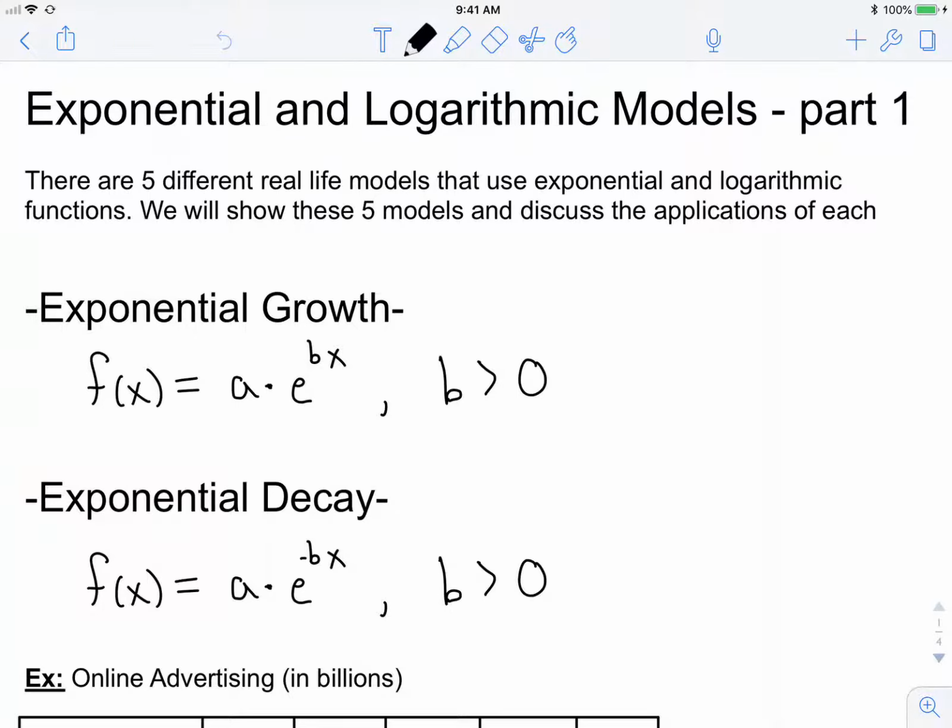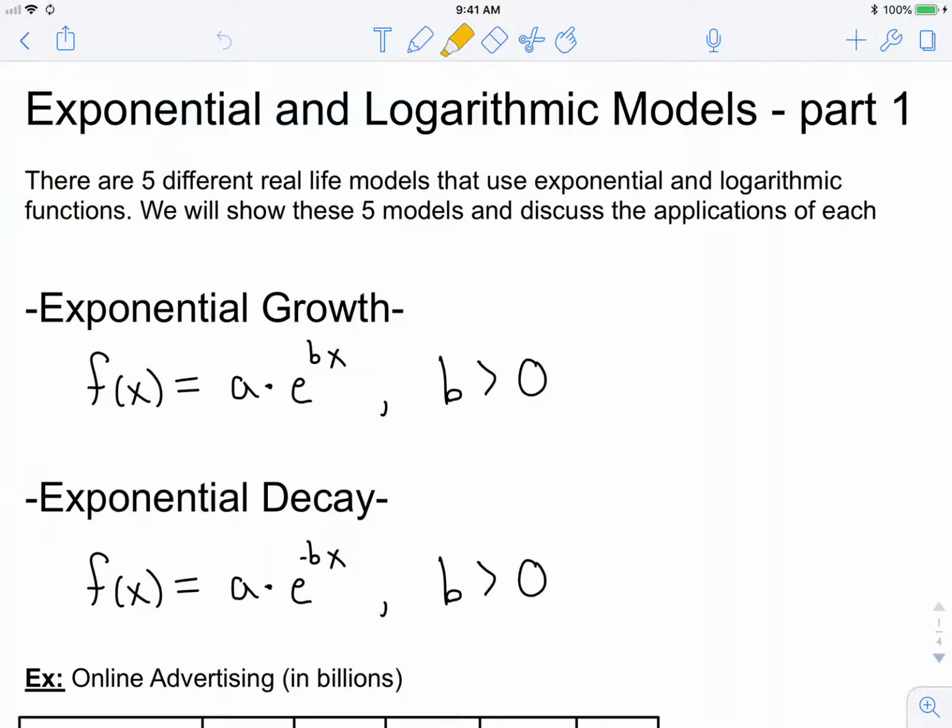In today's lecture, we'll look at some applications of different exponential and logarithmic models. We'll look at two in this lecture, and these are sort of the most important ones. They're definitely the ones that come up the most. They're functions for exponential growth and exponential decay.